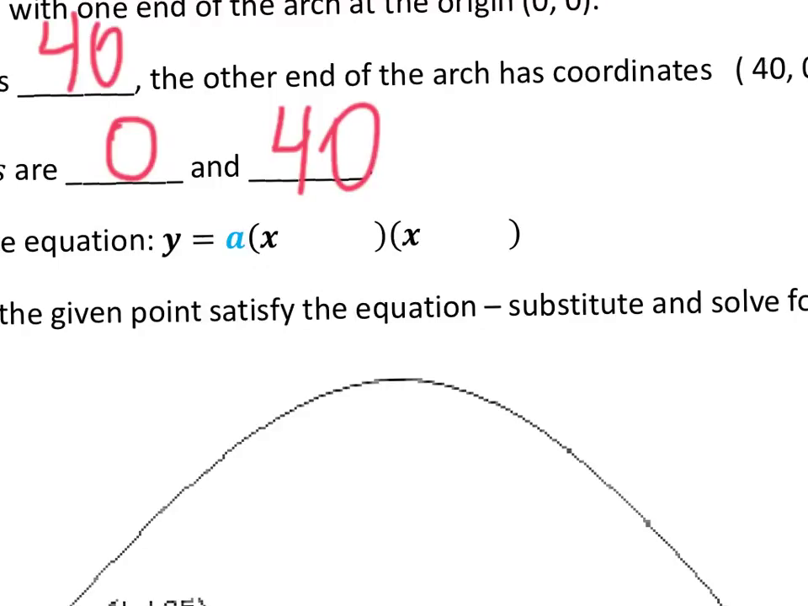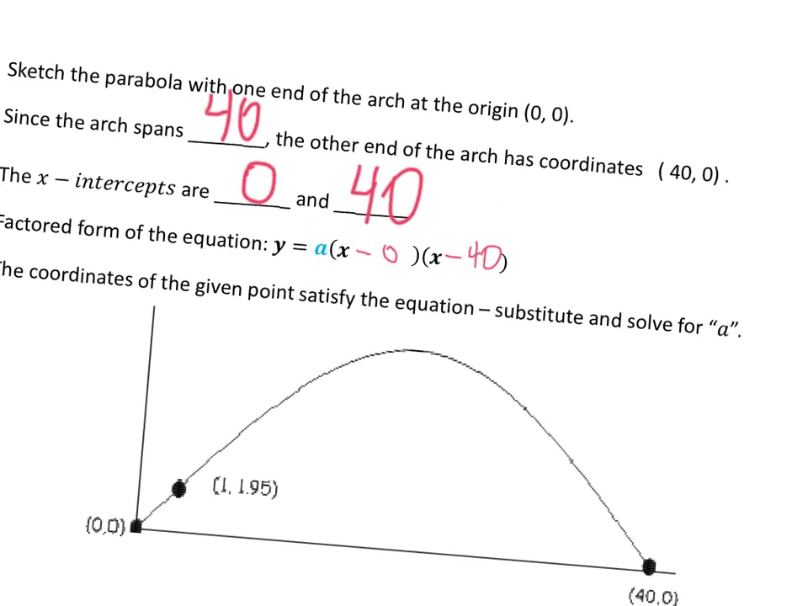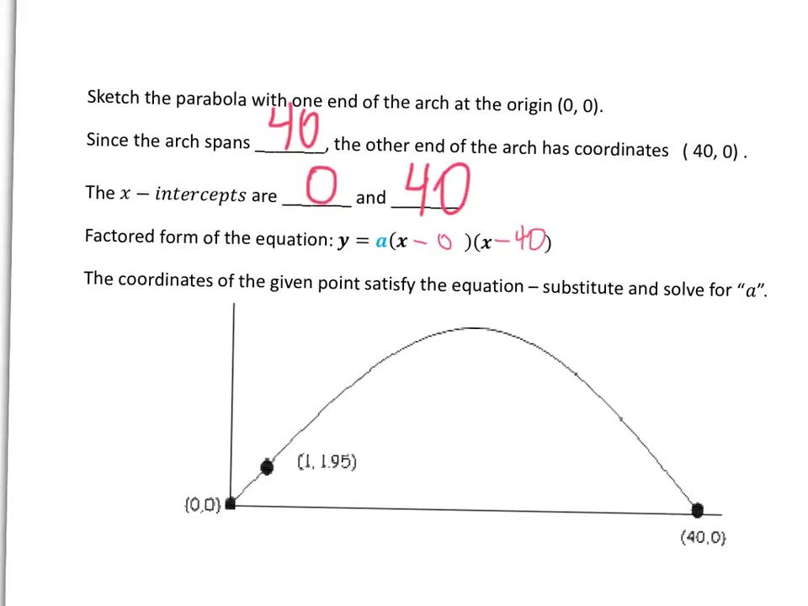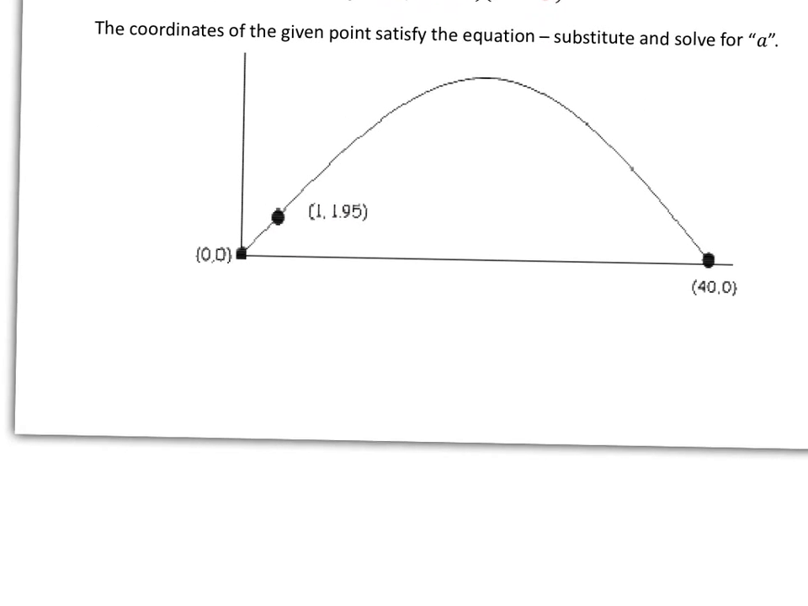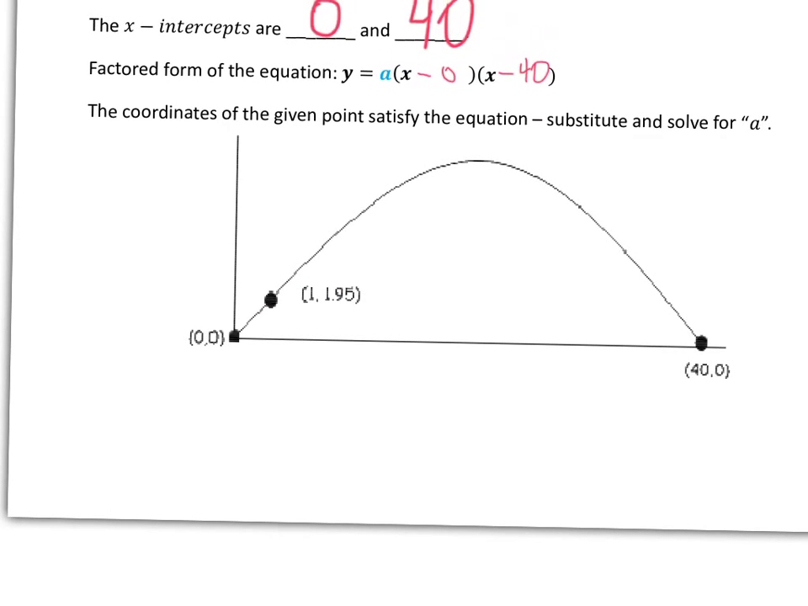So we've got y equals a times x minus 0 and x minus 40 here. So we're going to use this, and we're also going to use a point, any point. We're going to use this point here that's given to us as our x and our y values to figure out a. Okay, so what I'd like you to do is actually give this a try and see what you come up with.